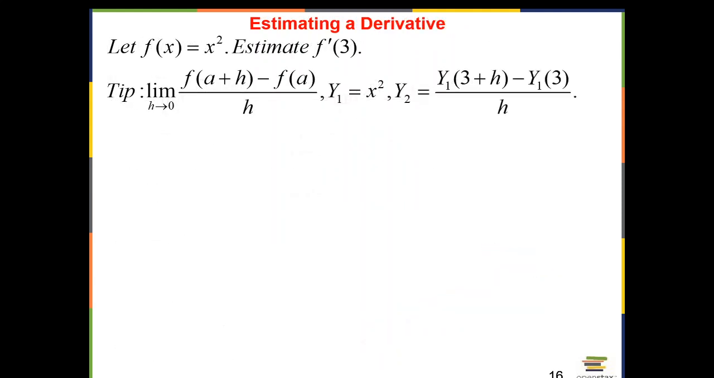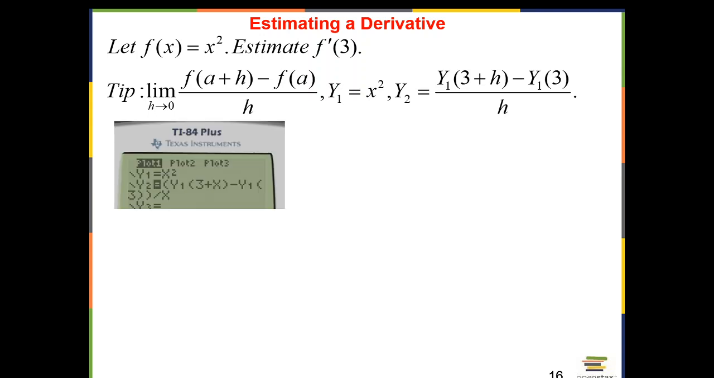All right, so here is the estimate of f prime of 3. We could do that, of course, with a calculator. We did that in chapter 2, right?